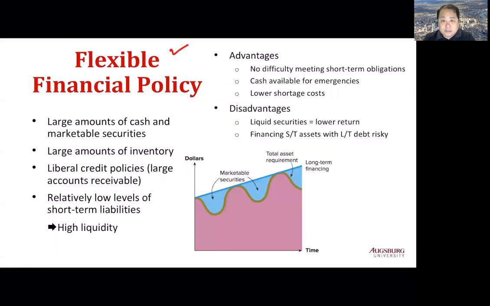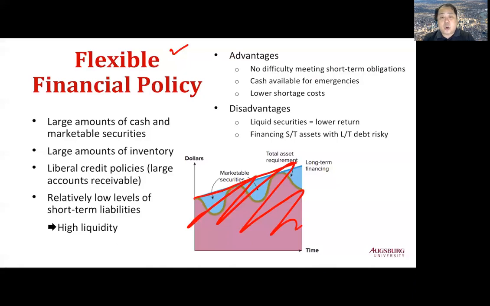As shown in the graph, a firm expects the maximum amount of cash it needs and holds it in the form of cash and marketable securities. So the firm must have a large amount of cash, marketable securities, receivables, and inventories. It is possible for the firm to have a relatively low level of short-term liabilities, since it is always ready. In an emergency, cash is always available and shortage costs are low.